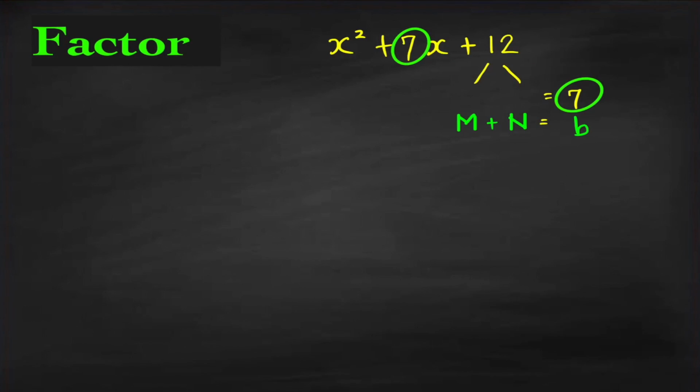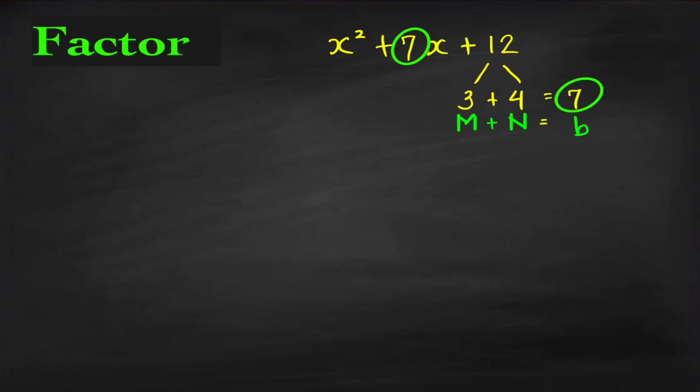So we need to find two factors of 12. So we need to write the 12 as m times n, wherein the sum of m and n is equal to this 7 here. So m plus n is equal to 7. So it's very easy to guess these factors. They are 3 and 4. So 3 times 4 is equal to 12, and 3 plus 4 is equal to 7.